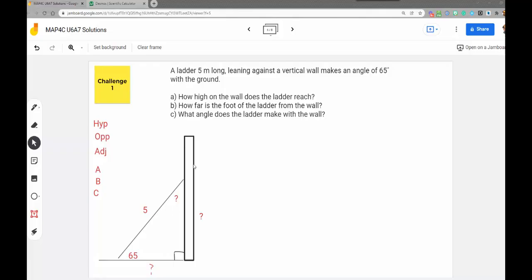Okay, going to look at another type of question where it's a word question. Okay, I've pre-drawn the part of the diagram and we're looking for a few different things. How high on the wall does the ladder reach? First off, the ladder is 5 meters long, so that's the length of the ladder there, leaning against the vertical wall, making an angle of 65 degrees with the ground.